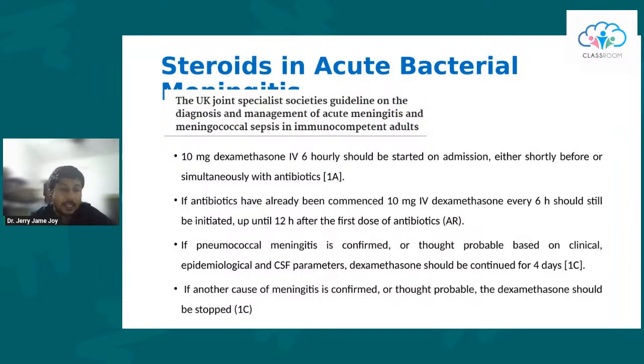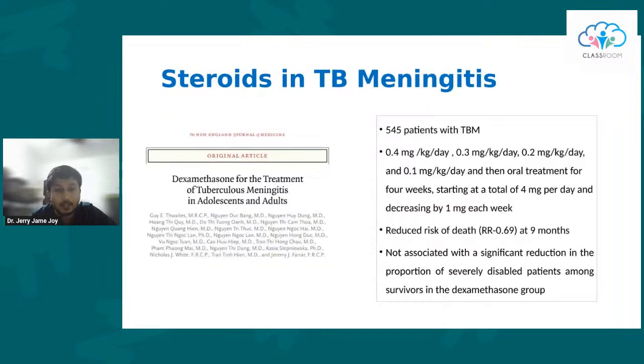The UK Joint Specialist Society guideline for dexamethasone therapy in acute bacterial meningitis is usually 10 milligram, or 0.15 milligram per kilogram, dexamethasone, started 6th hourly on admission, either shortly before or simultaneously with the administration of antibiotics, around 10 to 20 minutes before the antibiotics. If antibiotics have already been commenced, 10 milligram IV dexamethasone every 6 hours should still be initiated up until 12 hours after the first dose of antibiotics. If pneumococcal meningitis is confirmed, dexamethasone should be continued for 4 days. If another cause of meningitis is confirmed, the dexamethasone can be stopped.